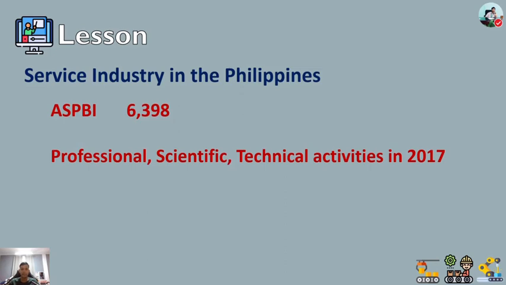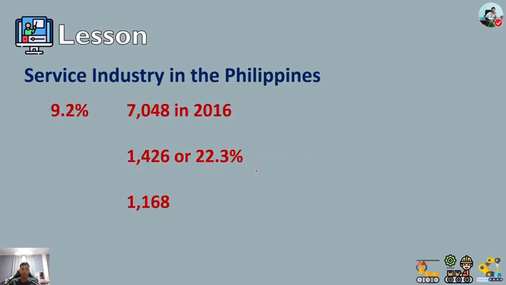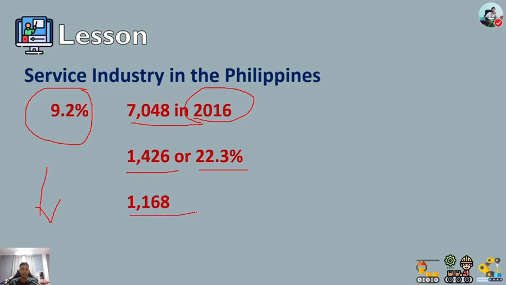From an economic perspective, service businesses are also known as the tertiary industry or sector. The latest Annual Survey of Philippine Business and Industry, or ASPBI, showed that a total of 6,398 establishments in the formal sector of the economy were engaged in professional, scientific, and technical activities in 2017. This represents a decrease of 6.2% compared with the 7,048 establishments recorded in 2016. Among the industry groups, photographic activities recorded the highest number of establishments at 1,426, or 22.3% of the total, followed by legal activities with 1,168 establishments.